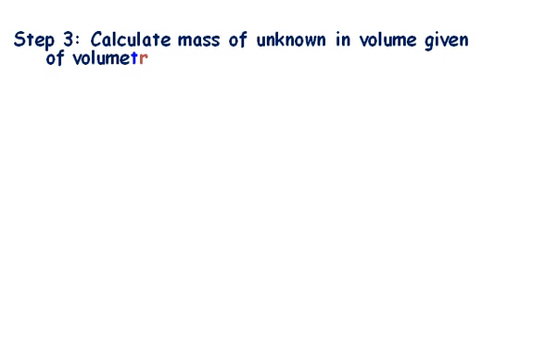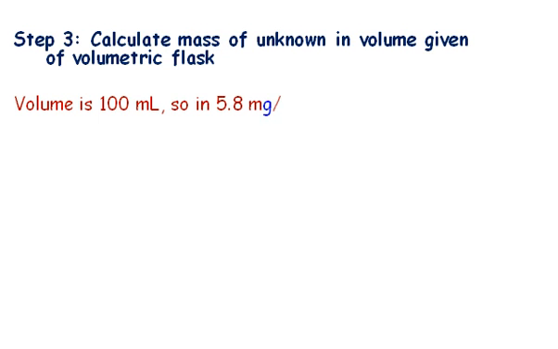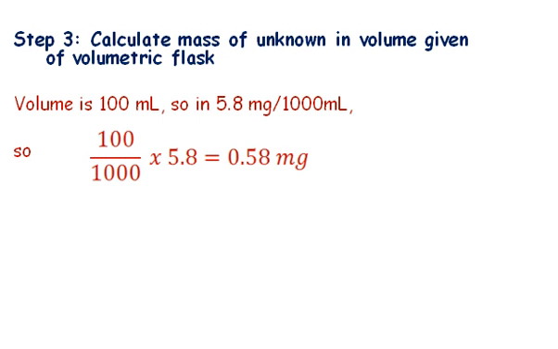Step 3 is to calculate the mass of the unknown in the volume of the volumetric flask. In this case, the volume is 100 mils, so we've got 5.8 milligrams per 1,000 mils. So if we get the 100, divide that by 1,000, multiply that by 5.8, we'll end up with 0.58 milligrams.